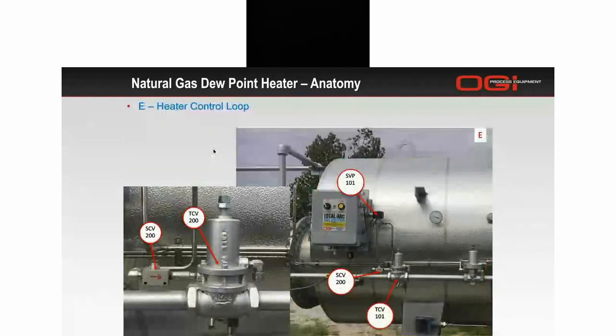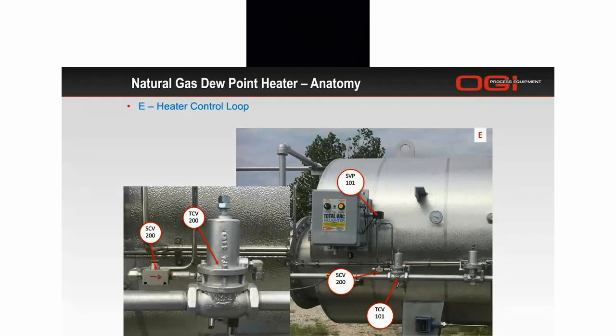So next we're going to get to the heater control loop part of it, the temperature control loop. If you can see on that right-hand picture, this is a shutdown valve on the right that we just looked at. And then the next thing we've got is the TCV 101, temperature control valve. This is the valve that's really doing most of the daily work when the heater needs to get a call for heat, when it needs to cycle on and off. This is the one that's doing that.